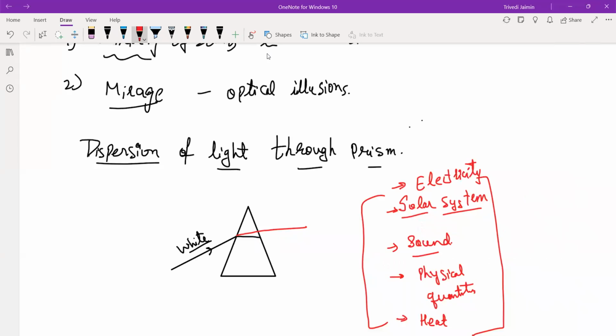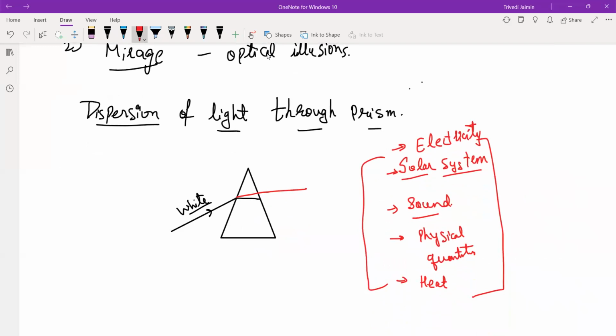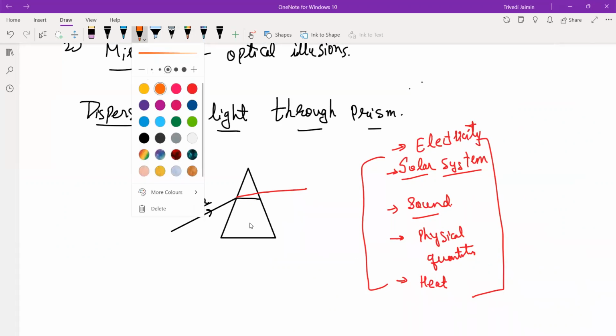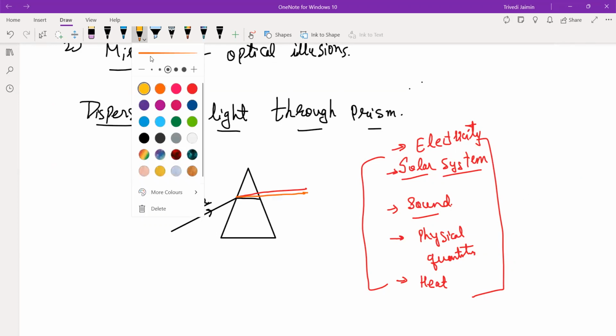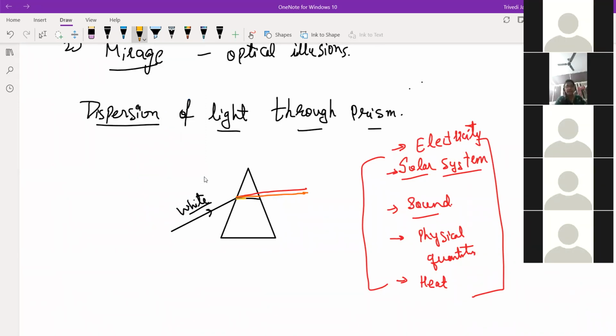So let's come back to our dispersion of light through the prism. In electric charges, will you discuss all of the charges, like how current passes through? Yes, we'll discuss that. Am I audible? Yes, you are perfectly audible.